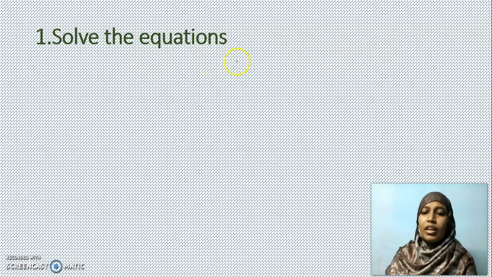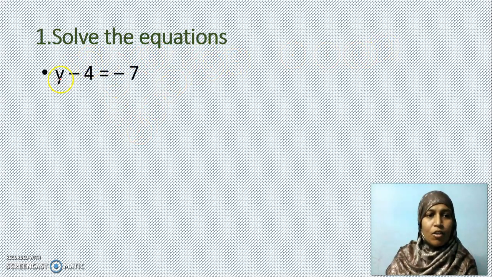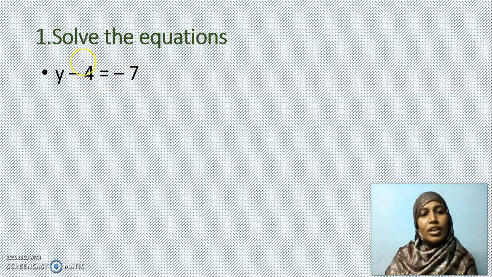Solve the equations. Here I have y minus 4 is equal to minus 7. Though it is like a physical balance, we were learning about adding plus 4 on both sides. You can use that method also. Like here minus 4, I don't want this minus 4. I will add plus 4 on both sides. So I will get the answer as y is equal to minus 7 plus 4, which is minus 3. But it will be much easier if you use the rule of transposing.